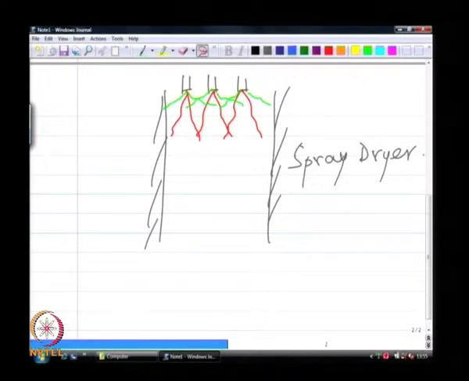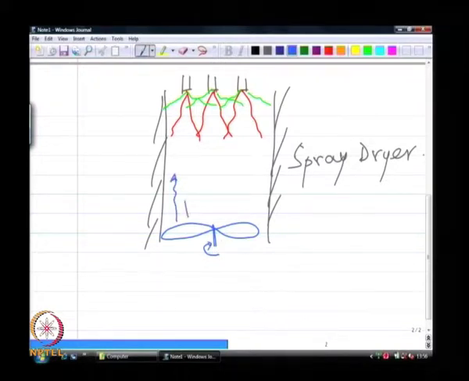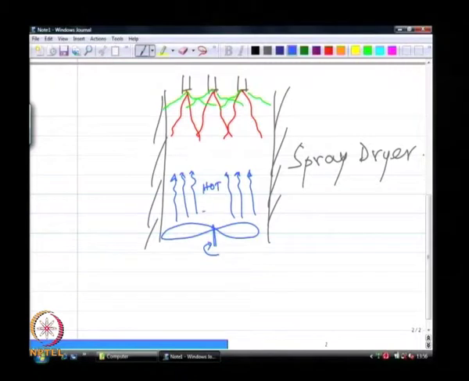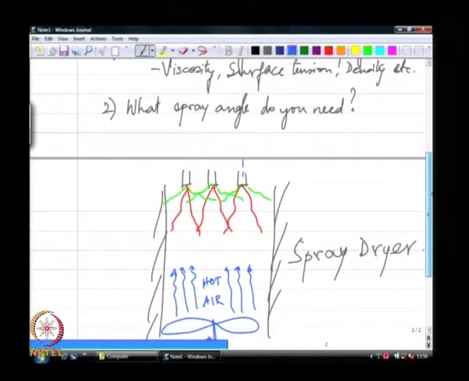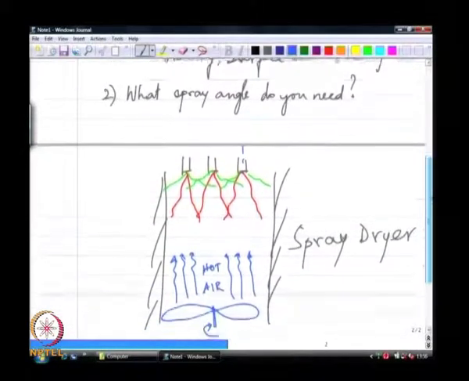Let us say I have a fan here that is driving an air stream. I am putting out hot air here, and this air has to essentially reach all the drops. So, it cannot be too narrow. The constraint that comes from the customer is, let us say, what size kiln do you have, and depending on the proximity of the last nozzle to the kiln wall, you want to choose the cone angle appropriately. Therefore, you need to know something about the installation design in order to answer the question of what spray angle you need.